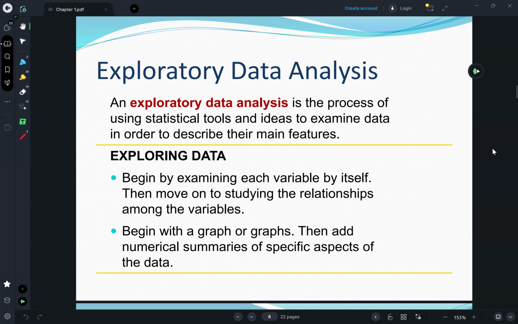Okay, now as soon as we get a data set, the first thing I do is conduct an exploratory data analysis. So I look at each variable one at a time, and then I plot the data. And I also do numerical summaries, which is in chapter 2.